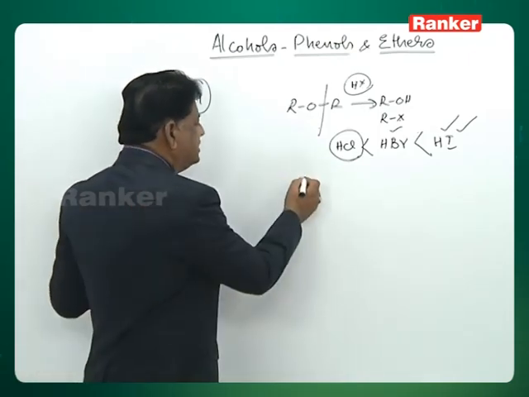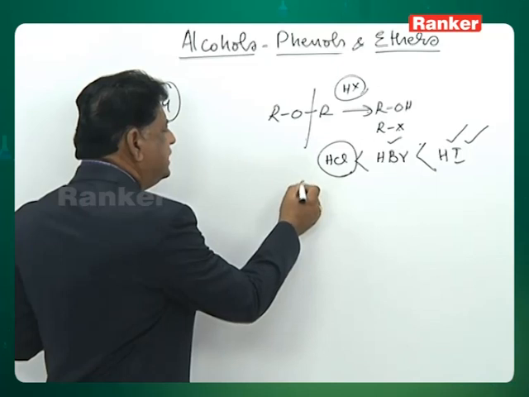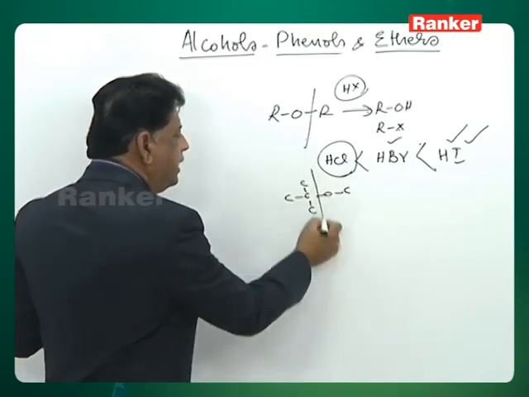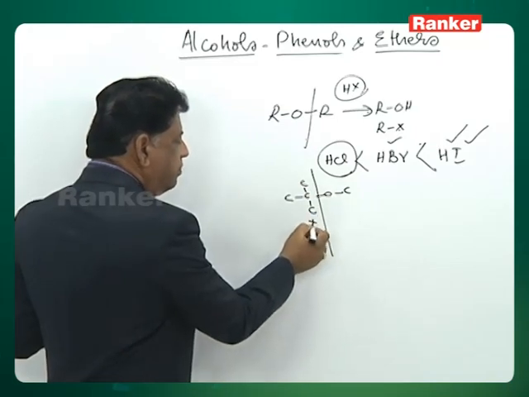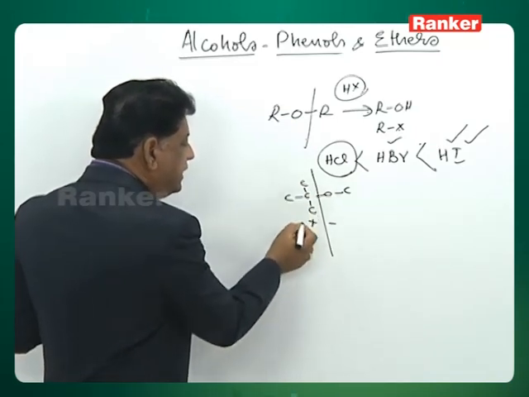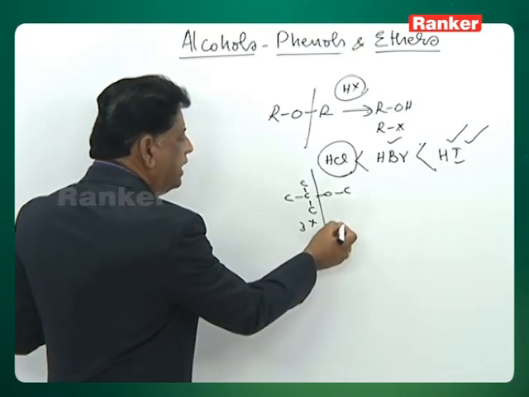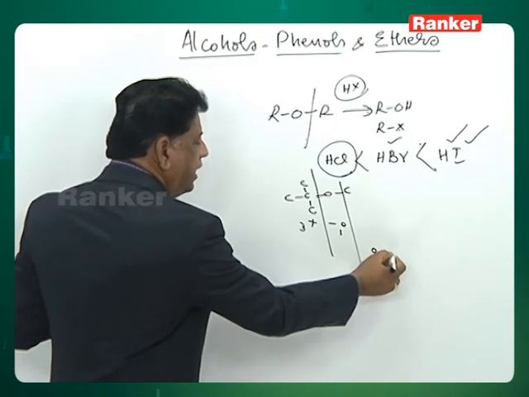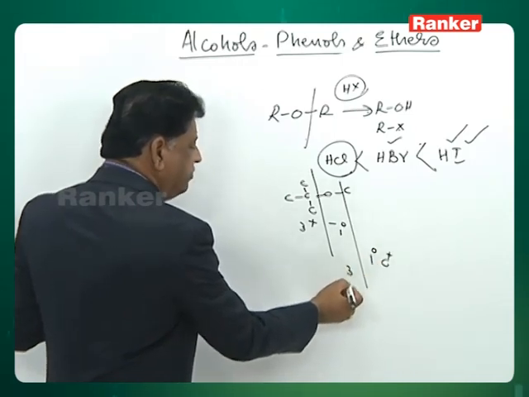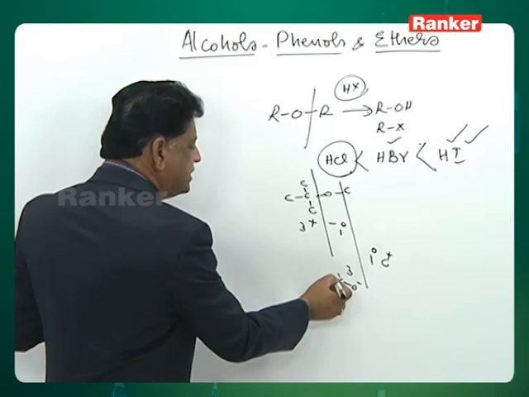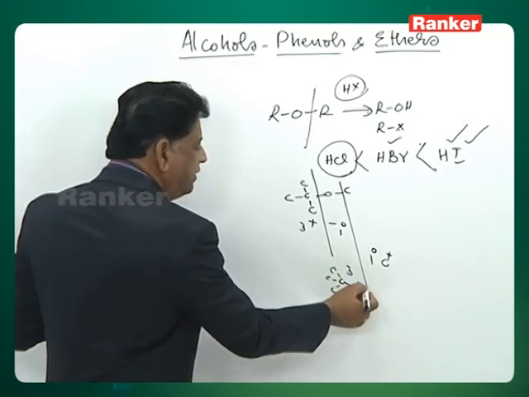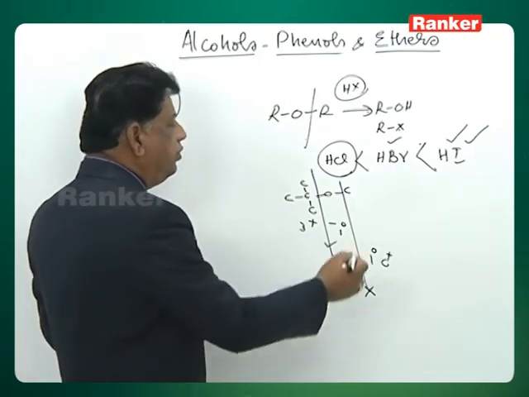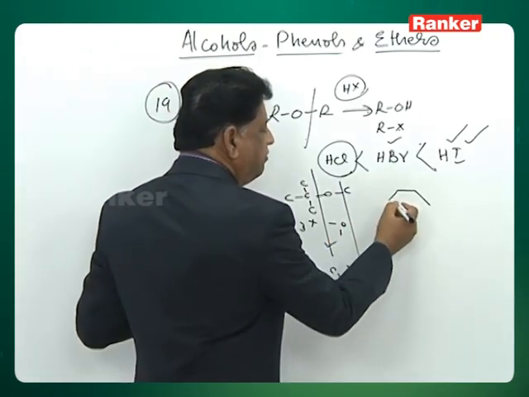But if the question is like this, if one side is a tertiary one and one side is a primary one, then which side should I break? If I break here, it will become plus and minus. That is a 3 degree carbocation and a 1 degree carbanion. If I break the other way, a 1 degree carbocation and a 3 degree alkoxide form, which is much destabilized. So this one is non-favorable, and this one is favorable.